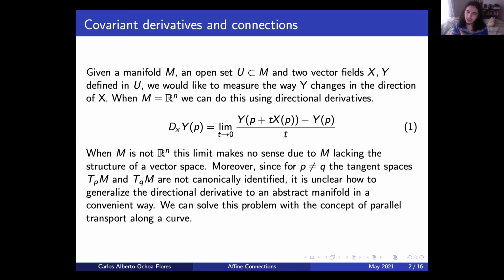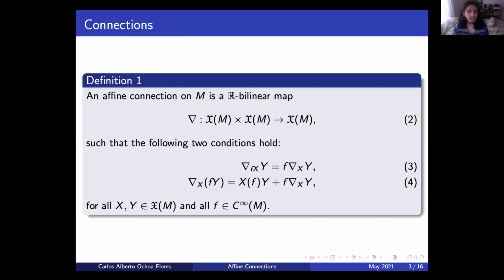But the way I'll do it, we will actually solve the problem earlier, because to introduce parallel transport, we introduce affine connections, and affine connections are essentially a way of differentiating one vector field in the direction of another vector field. Okay, so we'll first talk about connections. An affine connection, defined on a manifold, is an R-bilinear map that goes from the space of vector fields times the space of vector fields to the space of vector fields, right?